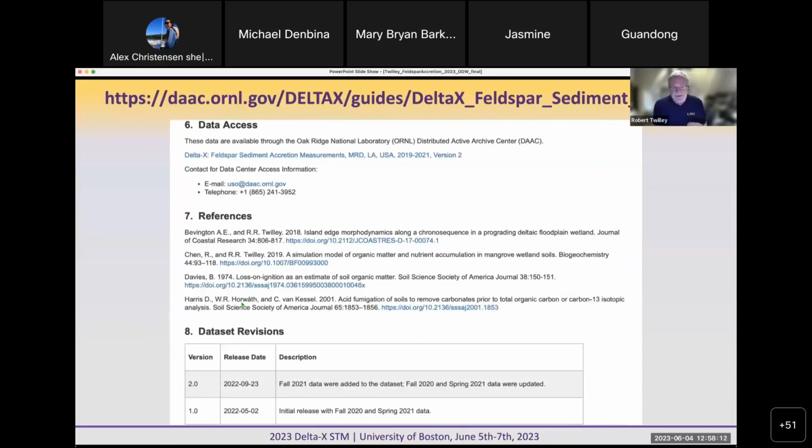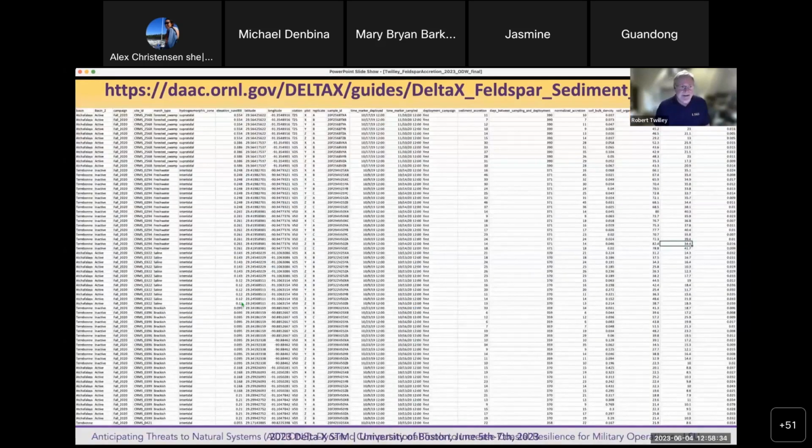And there was background data relative to explaining the sites and some of the definitions that are used, particularly the hydrogeomorphic characteristics. You can see the paper referenced Bevington and Twilley in 2018. And again, the different versions that have been released. Here's the actual data set. And, just to reiterate, I need to wrap up.